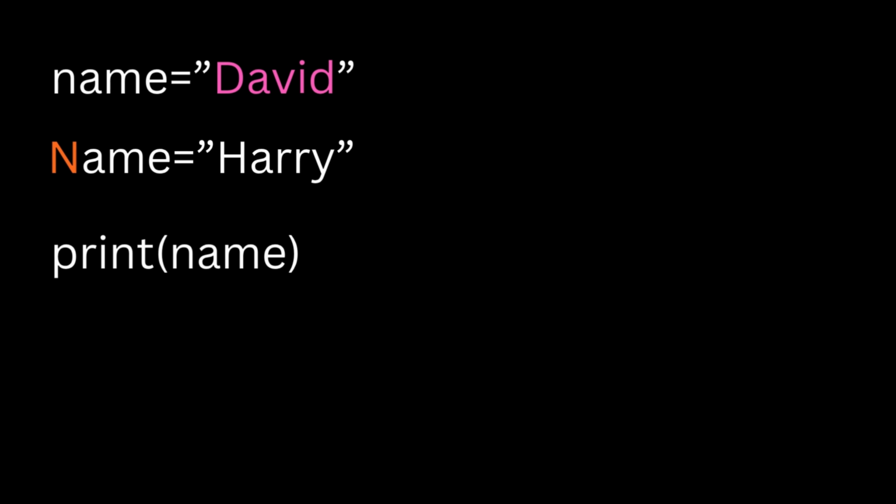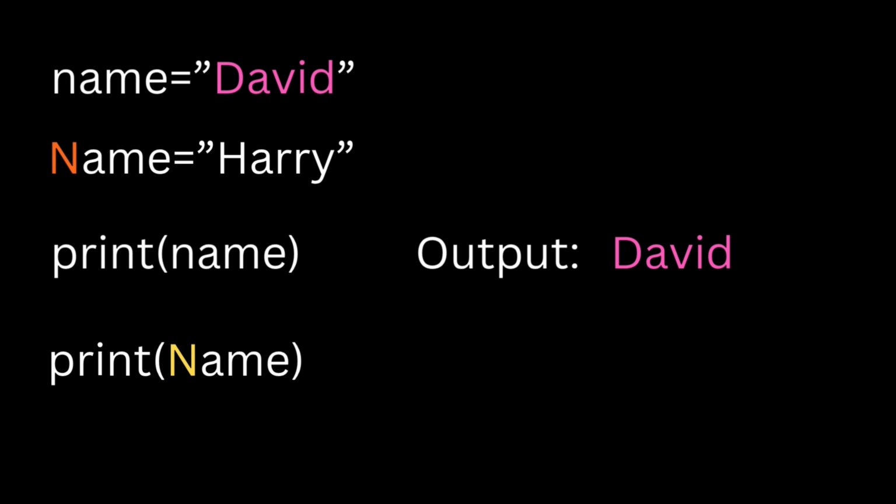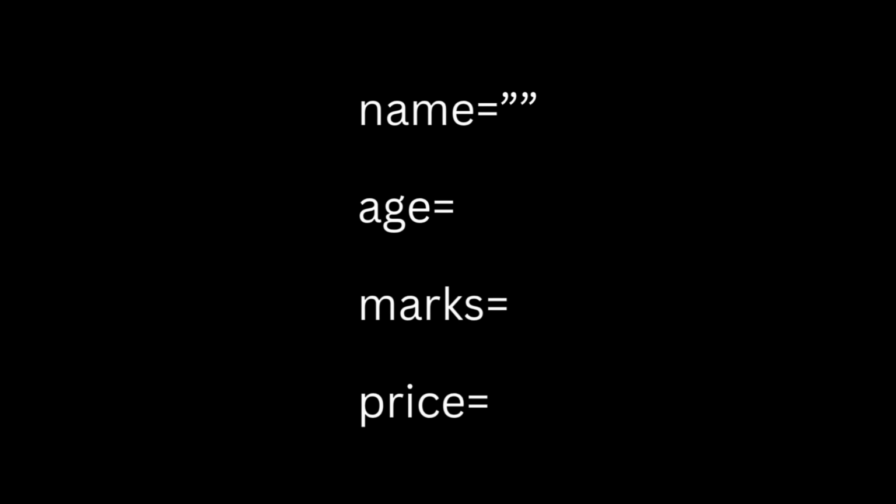Let's discuss some other points about the variables. Python variables are case-sensitive. For example, we have two variables, name with small n and name with a capital N. Both variables are completely different. If you print name starting with small n, it will show David, and if you print name starting with capital N, it will show Harry. To avoid confusion, it's a good practice to always use lowercase letters for your variable names.